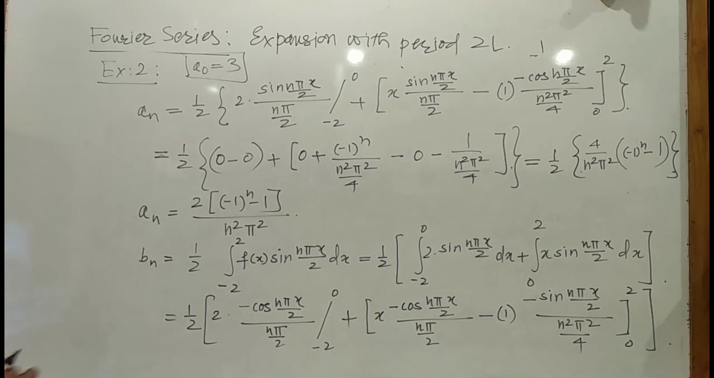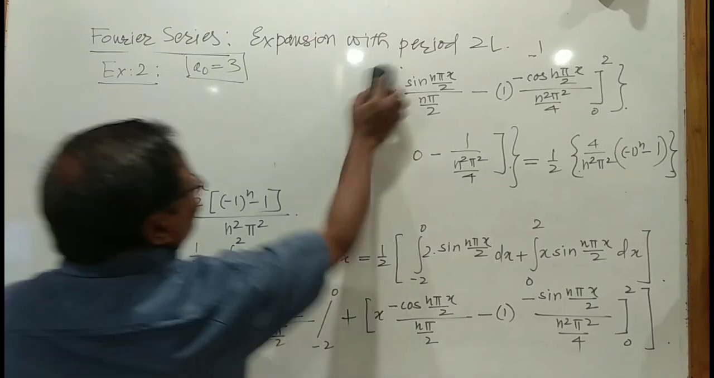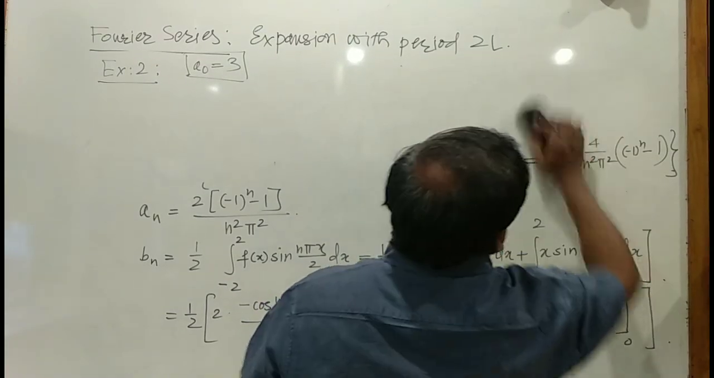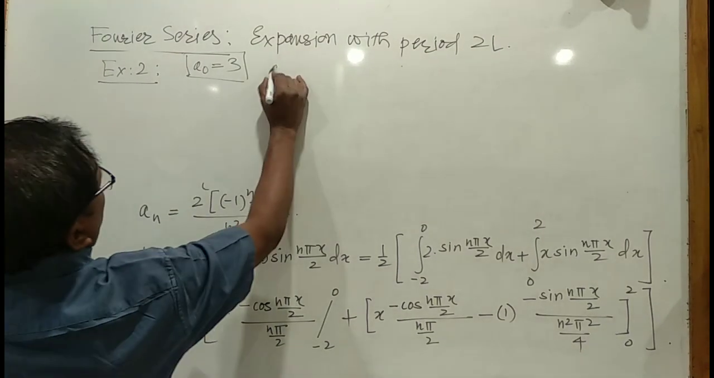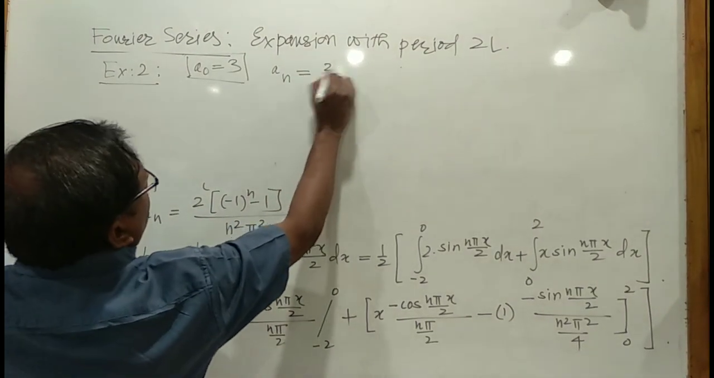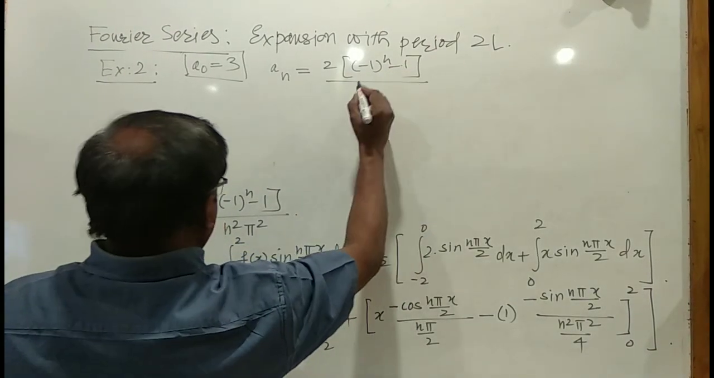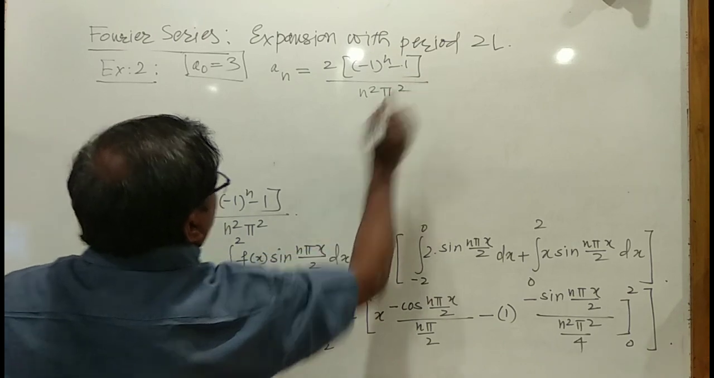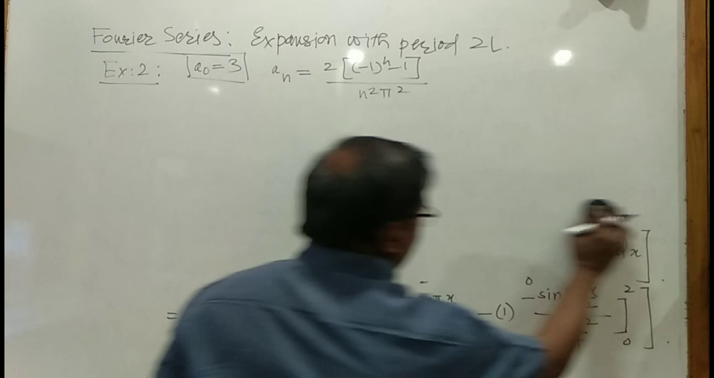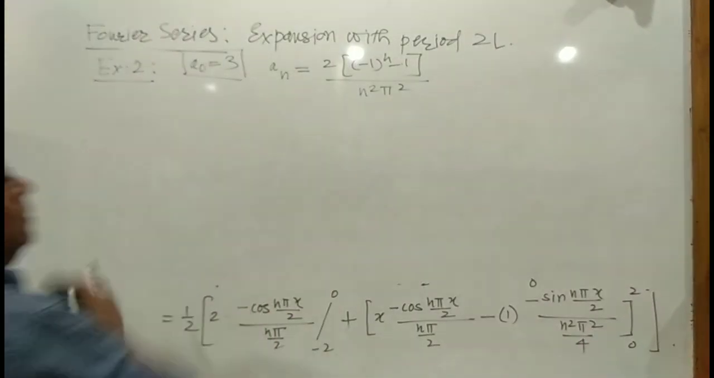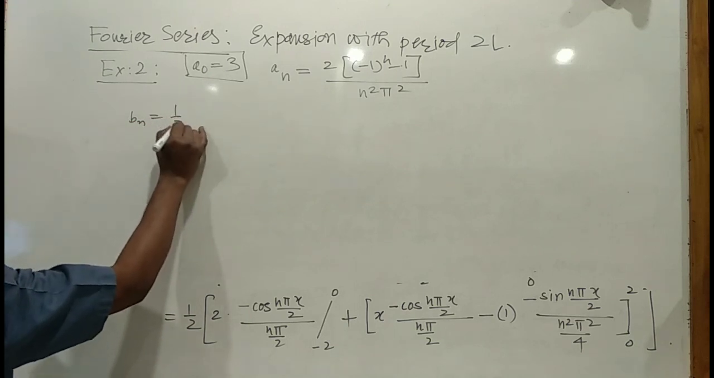So simplify. So we obtain the value of an, which is equals to 2 times minus 1 raised to n minus 1 upon n square pi square. So continue. Bn equals to half.